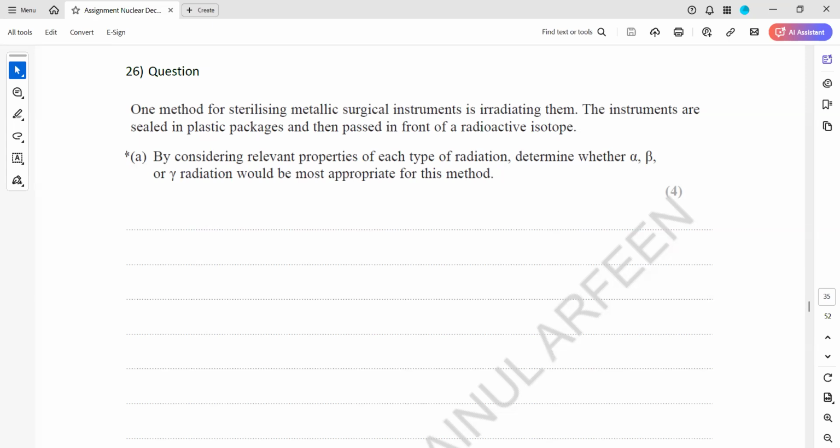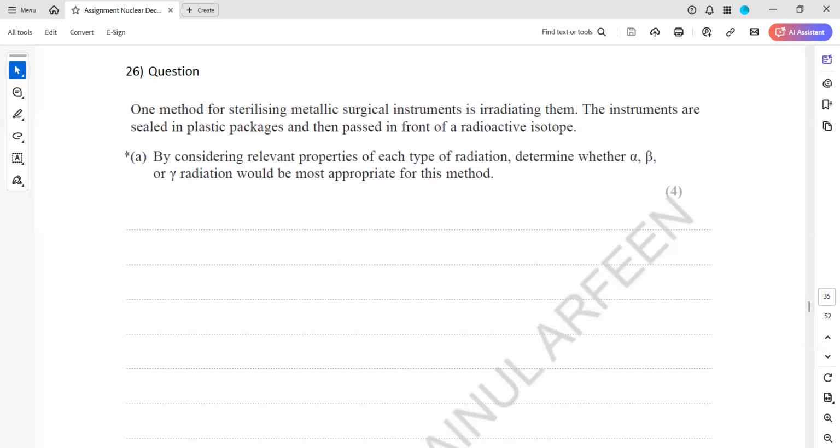So if you want to compare which one is suitable, let's talk about alpha. Alpha is highly ionizing radiation, but it cannot penetrate more than a few centimeters of air. So that's why alpha will not be suitable. What about beta? Beta has a moderate ionization, but it cannot penetrate the metal instrument because it can be stopped by a few millimeters of aluminium.